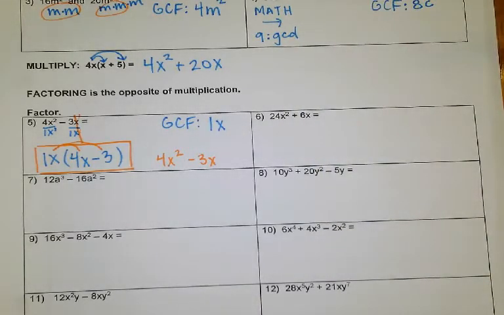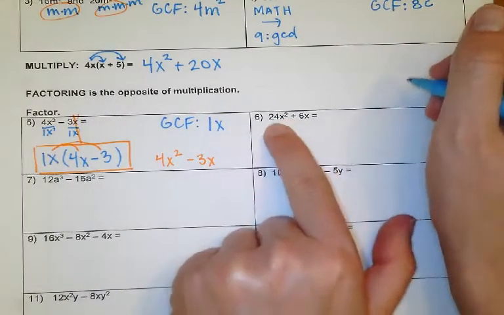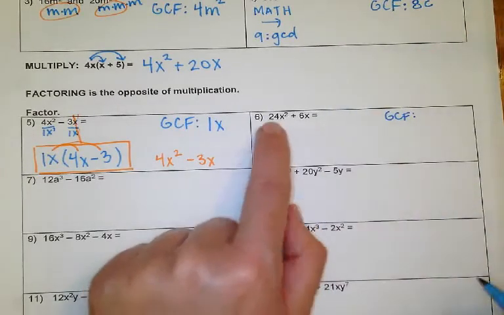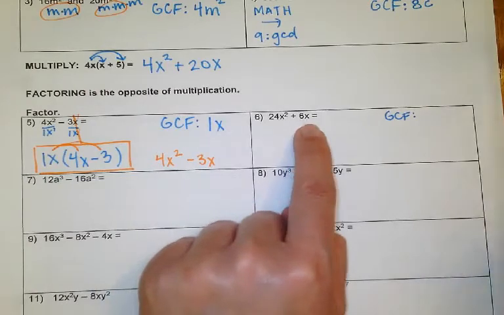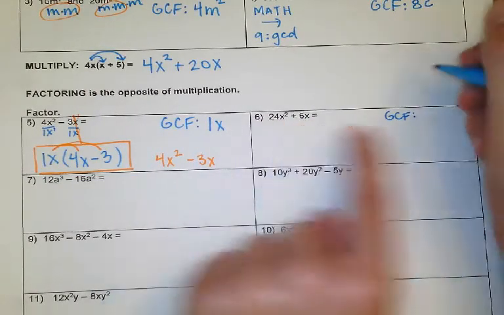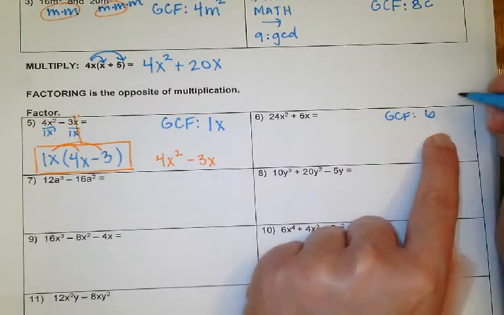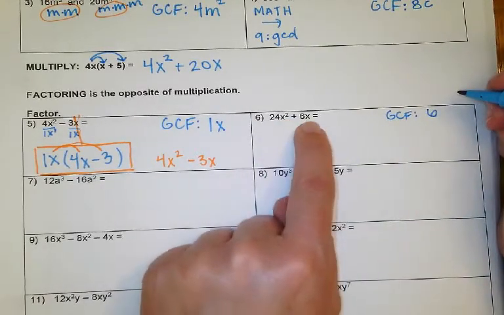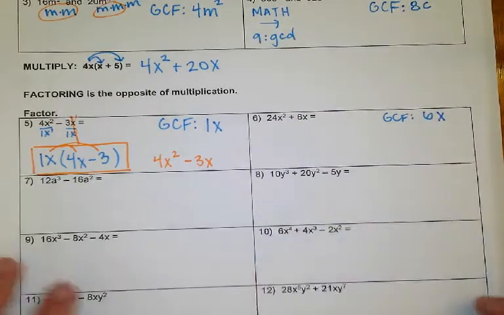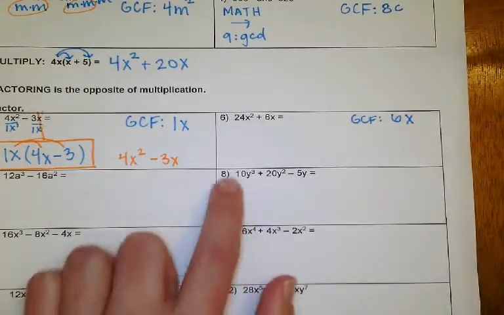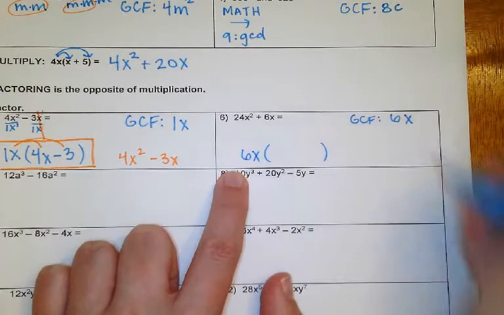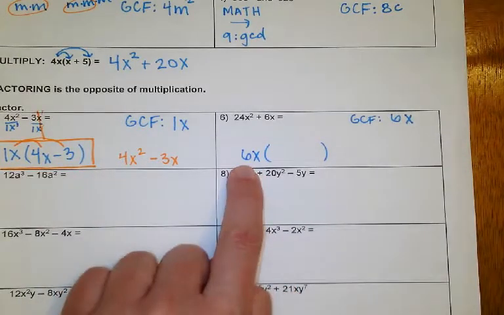Okay, let's practice more. So I have another binomial. Let's see what they share. 24x squared and 6x. Let's see, does 6 go into both? It looks like it does. And then if I look, this one has x squared. This only has x. So I can only take an x out of each one. So I'll have 6x that I'm going to divide out of the problem. It's the greatest common factor.